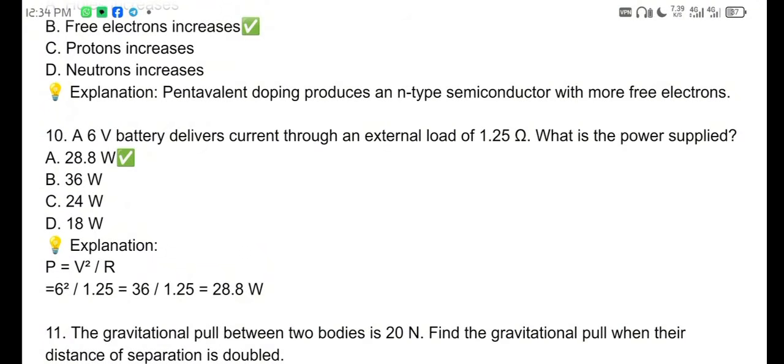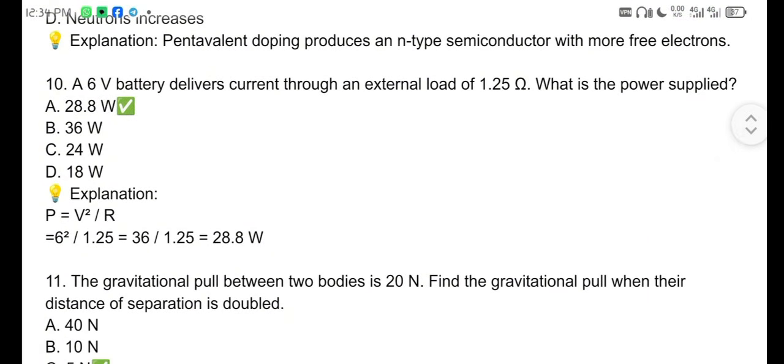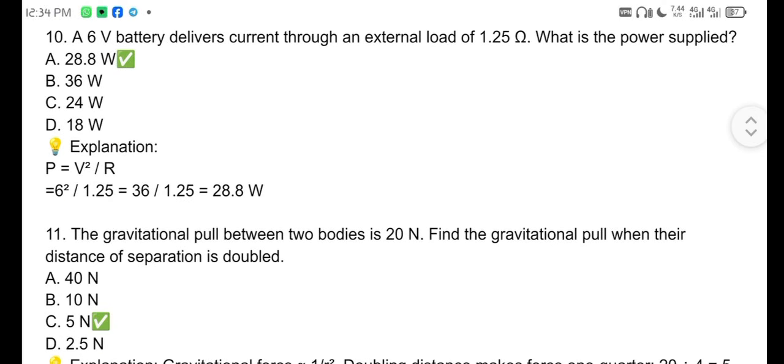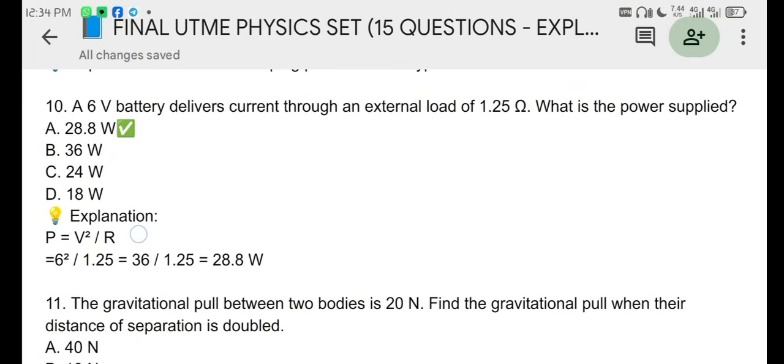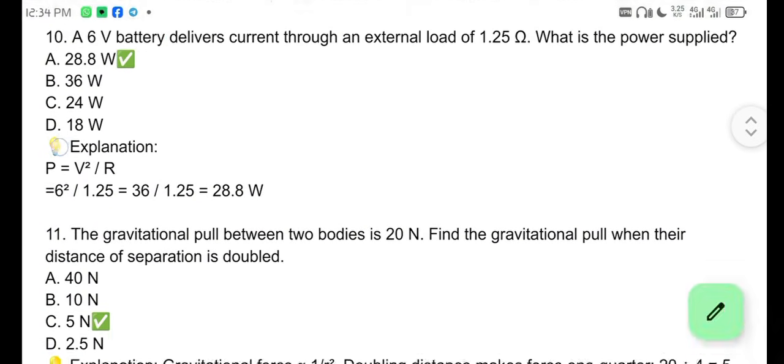P is equal to what? V squared over R. Now, your V here is 6 volts, right? R is your resistor, 1.25 ohms. So it's now 6 raised to power 2 over 1.25. 6 raised to power 2 is 36. 36 over 1.25, when you do the math, gives you 28.8 watts, which gives us A as the correct answer.